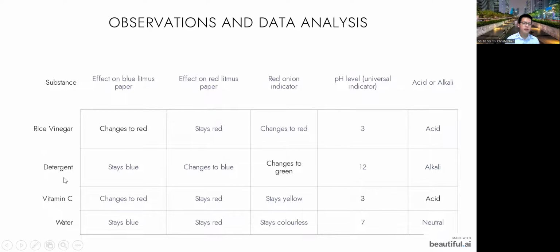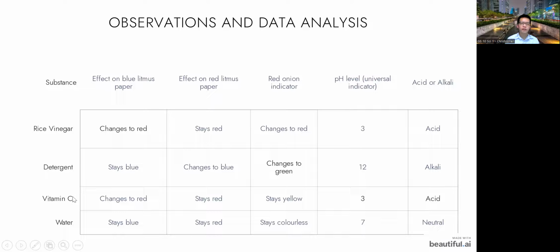Next is the detergent. The blue litmus paper stays blue, the red litmus paper changes into blue, and the detergent changes into green after the red onion water is added. The pH level is pH 12 and it is an alkali.